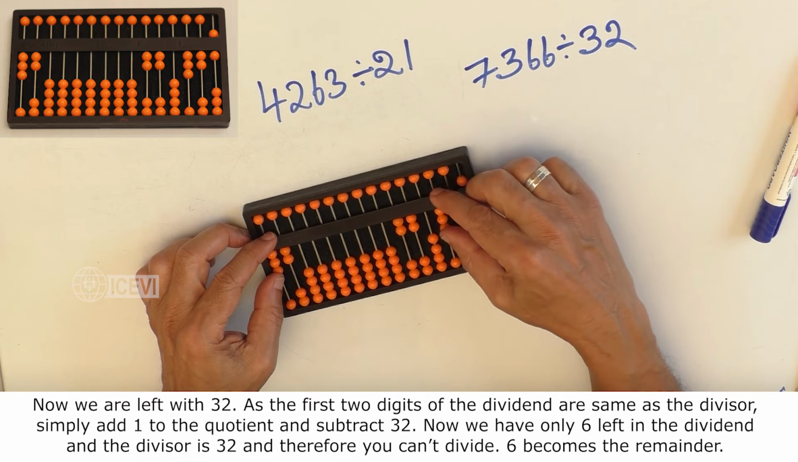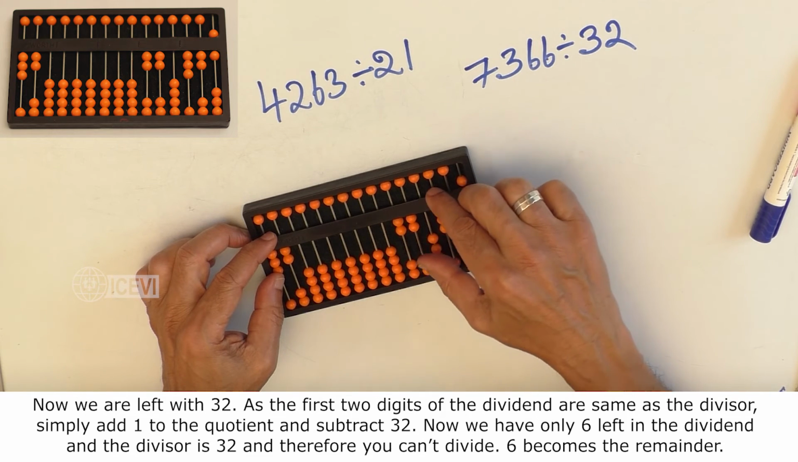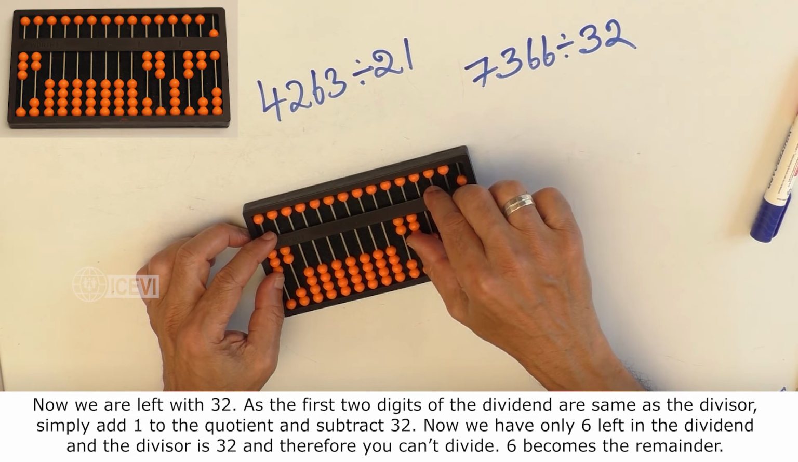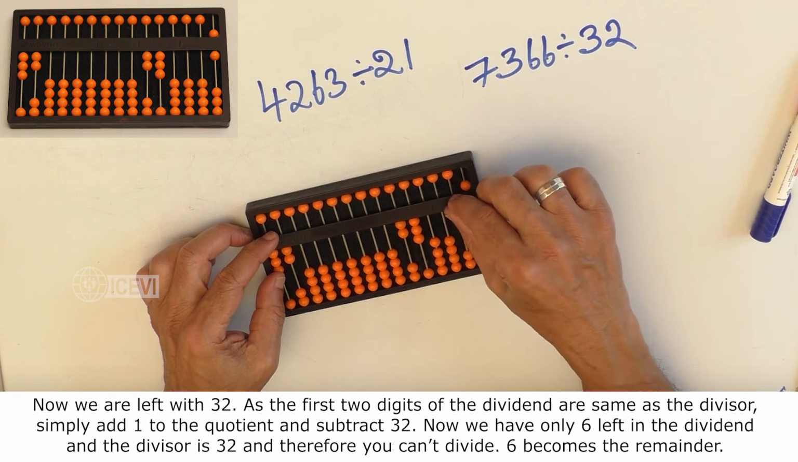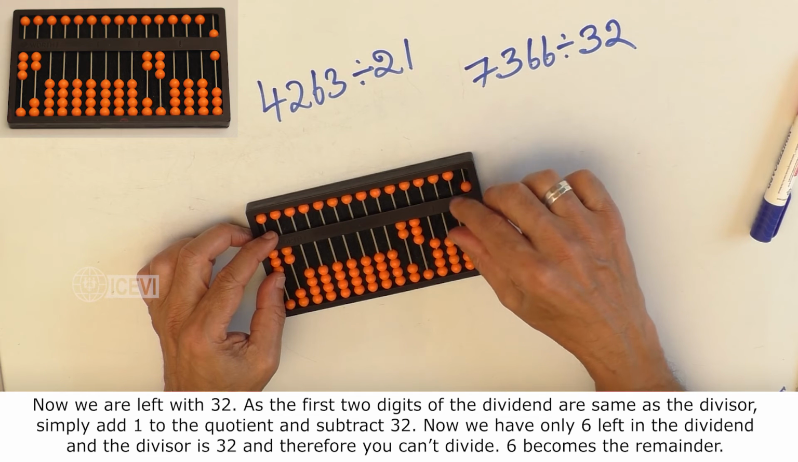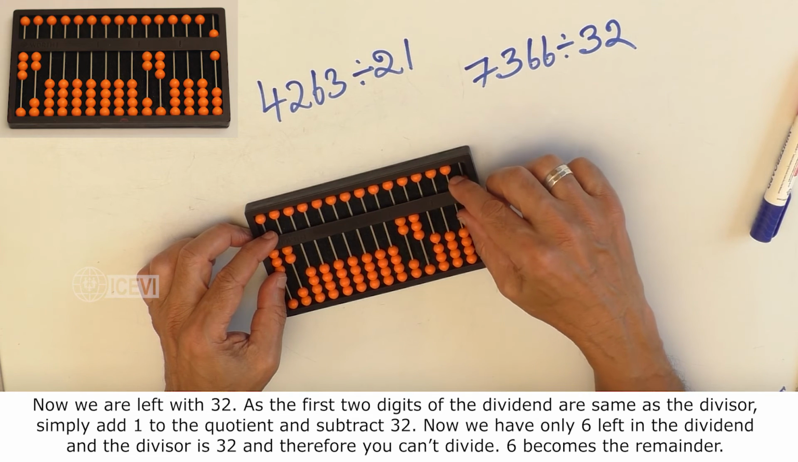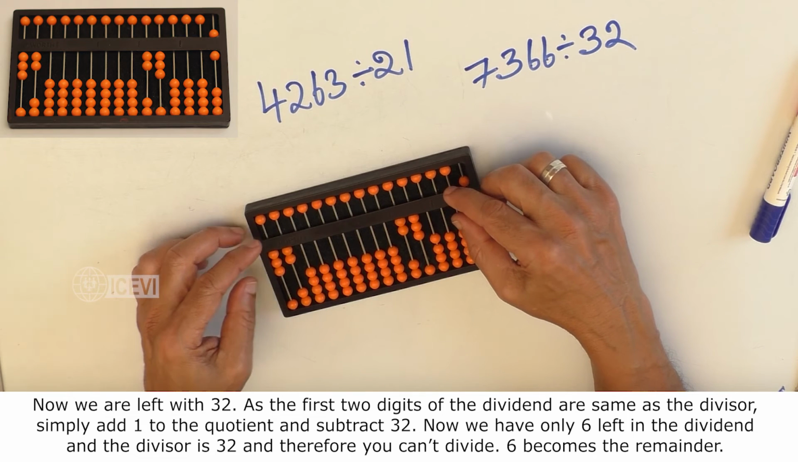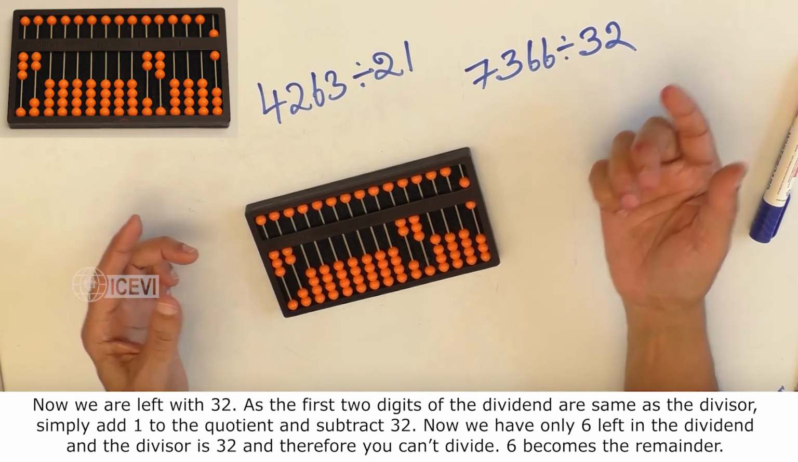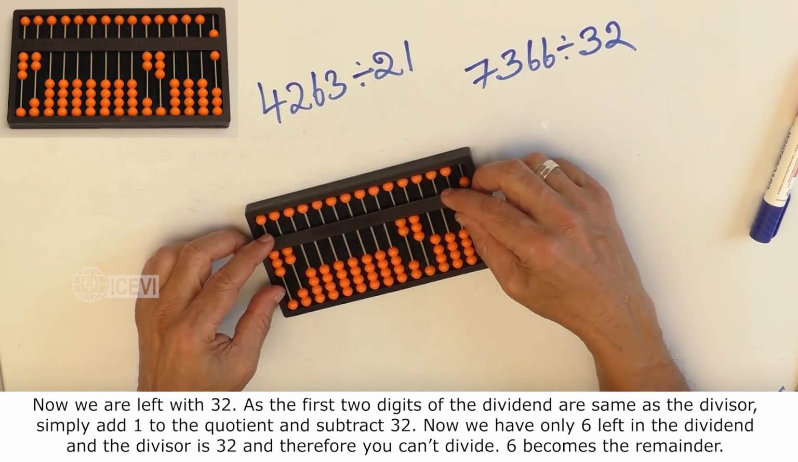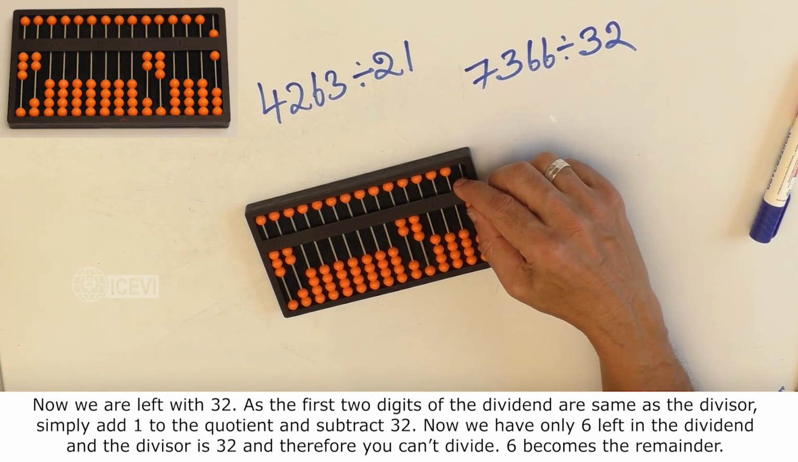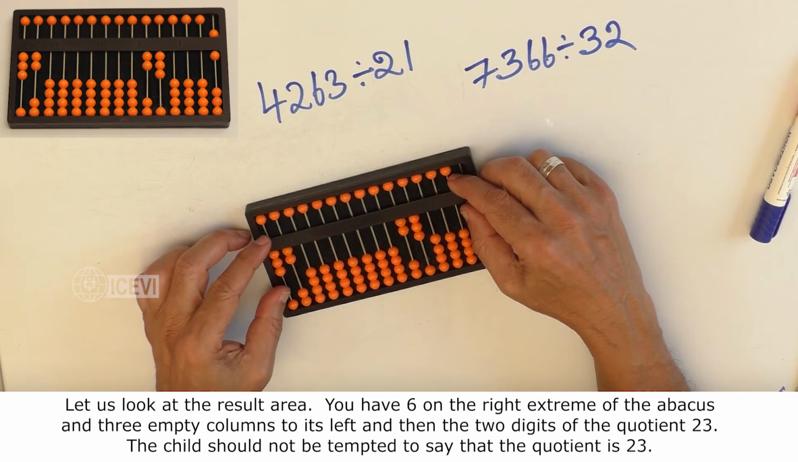Now we are left with 32. As the first 2 digits of the dividend are the same as the divisor, simply add 1 to the quotient and subtract 32. Now we have only 6 left in the dividend and the divisor is 32, and therefore you can't divide. 6 becomes the remainder.